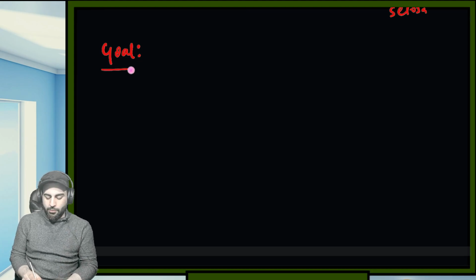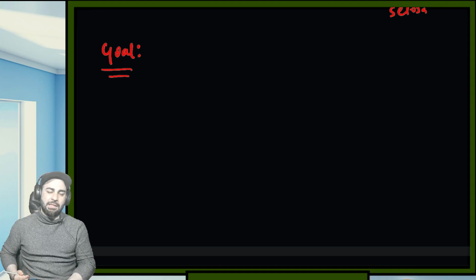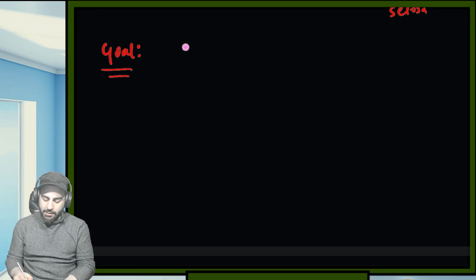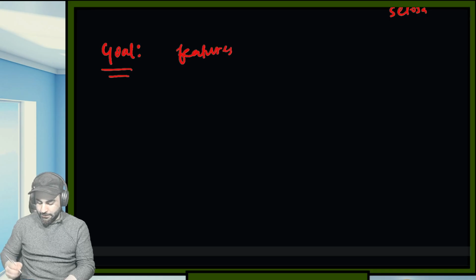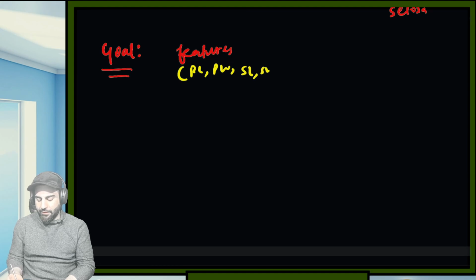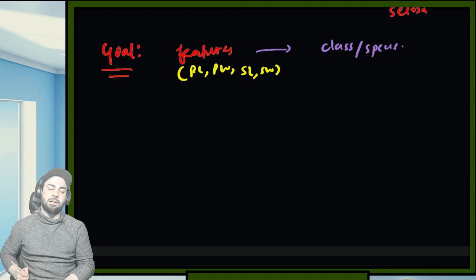So first we should be clear with the goal. This is a really simple task that we are doing. Given these features, by features I mean petal length, petal width, sepal length, and sepal width, we should come up with a class or the species. This is our problem statement, or the goal that we want to achieve.